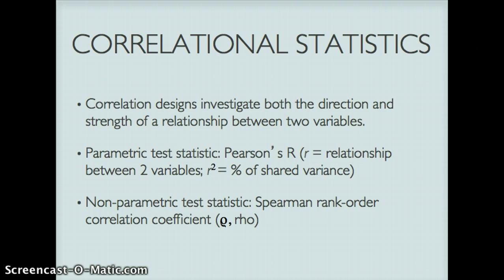Okay, so we're looking at correlations. There are some correlational statistics that we use. Correlation designs investigate both the direction and the strength of a relationship between two variables. If we're doing a parametric test, it's Pearson's r, and we see that it's a relationship between two variables, and then r squared tells us the percent of shared variance. A non-parametric statistic for looking at correlations is the Spearman rank order coefficient.